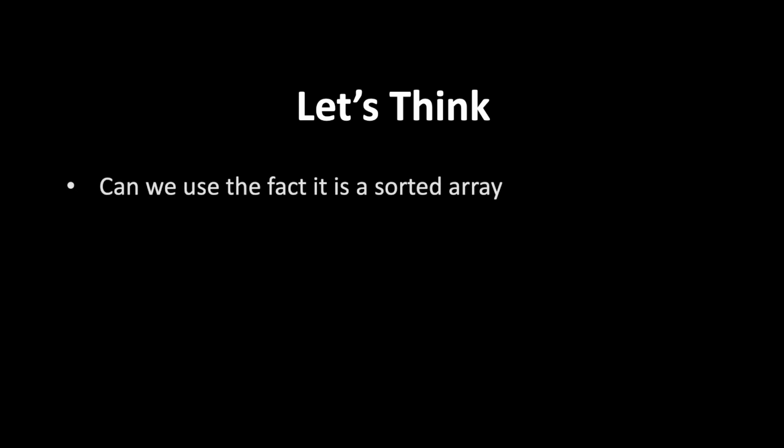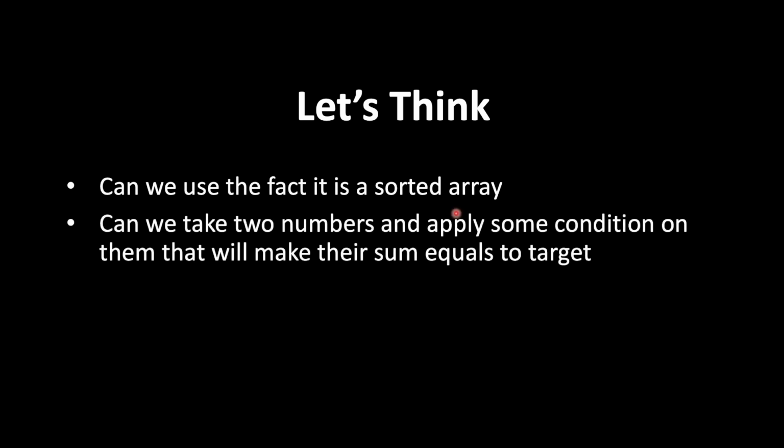Let's think how we will do it, or how we can make use of the situation we are given. Can we use the fact that it is a sorted array? We need to find two numbers in a sorted array. Can we take two numbers and apply some conditions on them that will make the sum equal to target? What I mean is, since we are given a sorted array, can we start with two particular numbers and apply some condition on them which will eventually make our sum equal to target? How will we do it? Let's see.